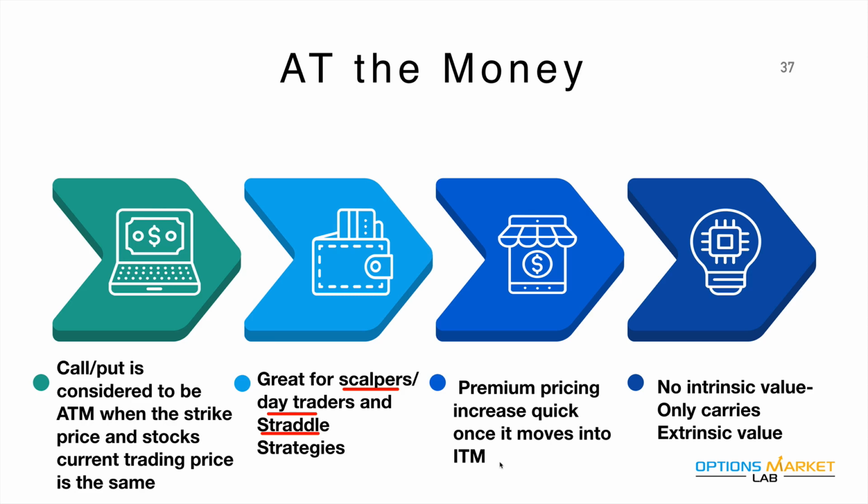So the reason why day traders and scalpers use at the money is that their whole goal is to get that strike into the money. And the faster it gets there, the quicker your premium will move. It carries no intrinsic value. It only has extrinsic value, which is derived from implied volatility and time value. We will be going over this once we go over intrinsic and extrinsic value.